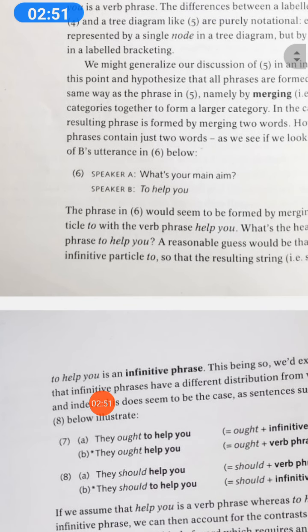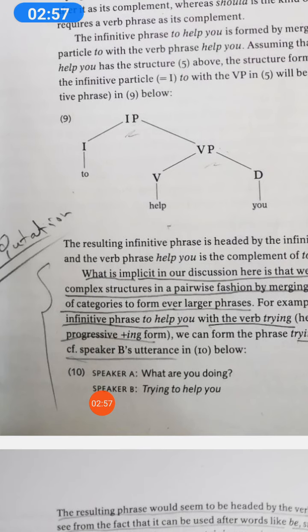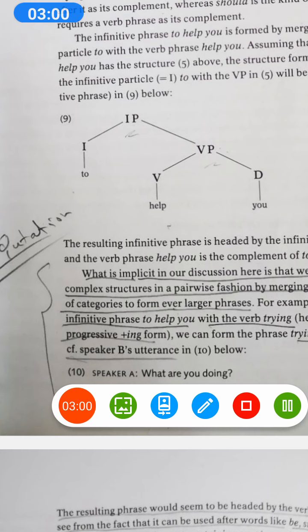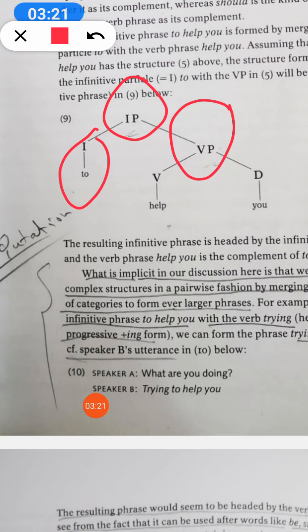Now let's move to another example. Still we are talking about the merger technique. In diagram number 9, as you will see, we have another phrase, which is IP, or infinitive phrase. The infinitive phrase is the result of combining the infinitive, I, which is the symbol for infinitive, to the previous verb phrase, which is help you. So still it is binary. By combining two elements, the infinitive to and the verb phrase help you, we get a bigger or higher phrase, which is the infinitive phrase to help you.